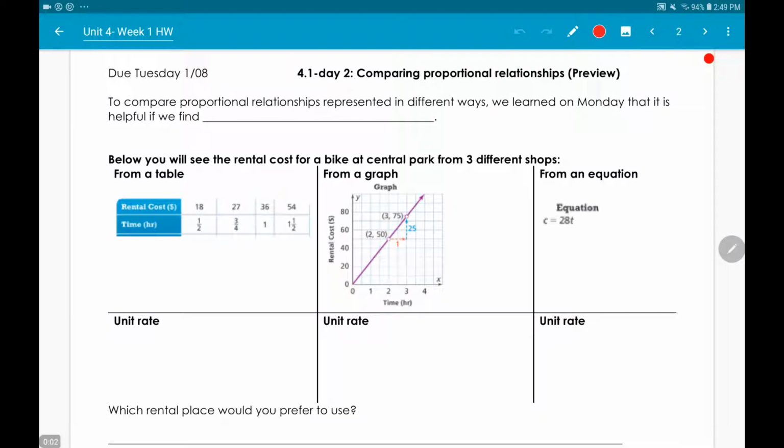Hi guys, so this video is a preview for Tuesday's lesson. It is on comparing proportional relationships. To compare proportional relationships represented in different ways, we learned on Monday that it is helpful if we find the unit rate.